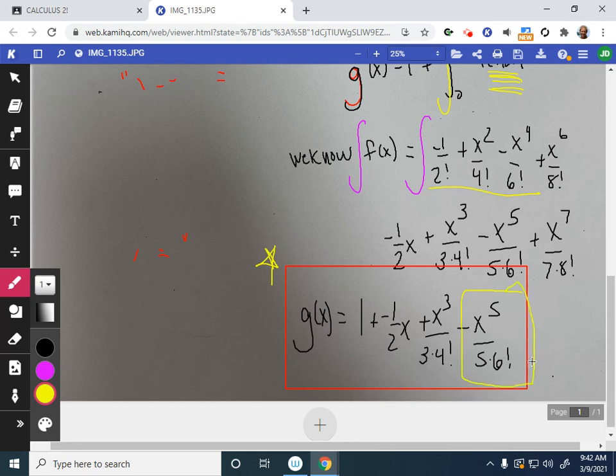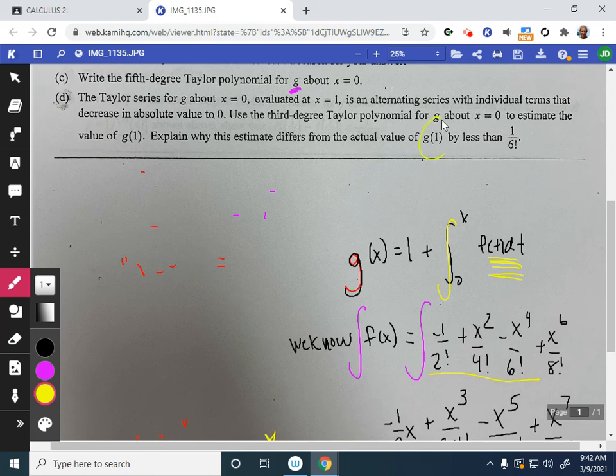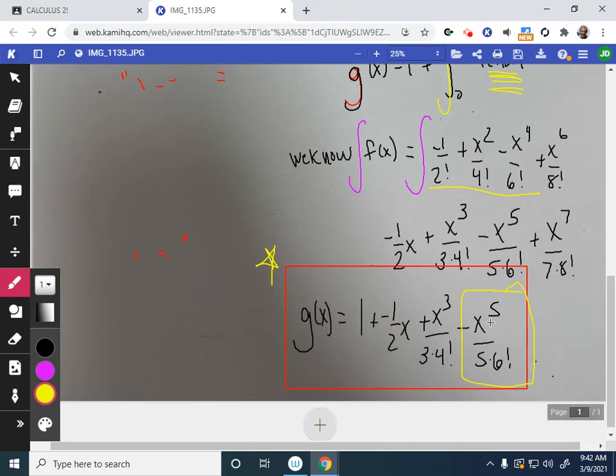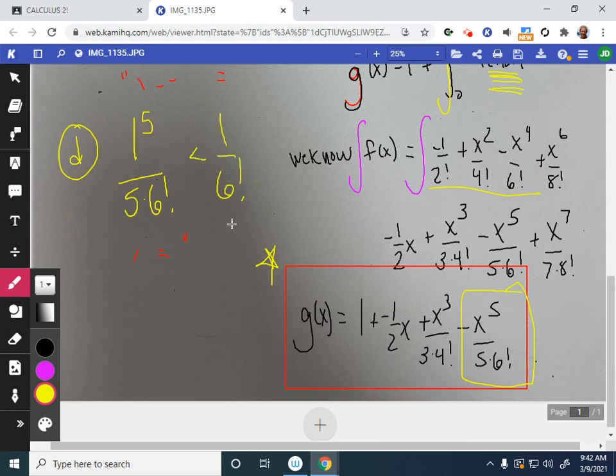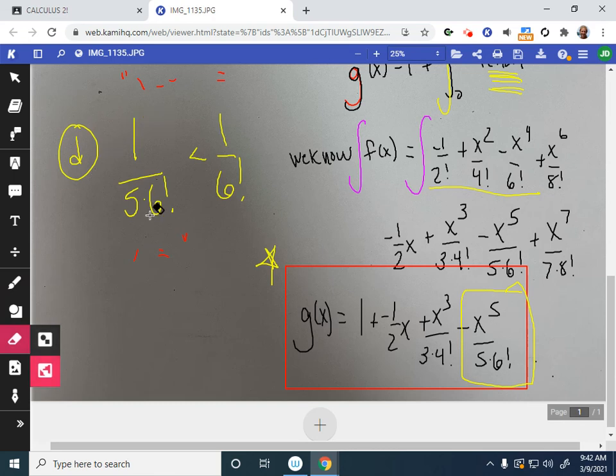That's all I have to do. They want to know what the error is at 1. So I'm plugging 1 into this term. So for part D, all I have to do is say 1 to the 5th over 5 times 6 factorial. And is that number smaller than 1 over 6 factorial? Yup, because 1 to the 5th is just 1, and this has more on the bottom, so this is smaller than that. That is all you have to say, is give the next term. Whew, that was a doozy.